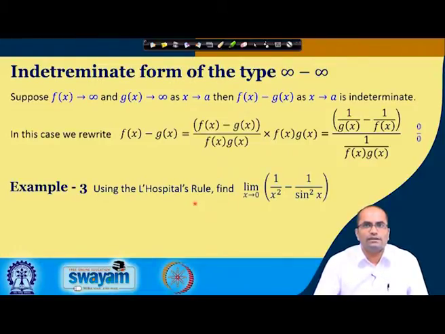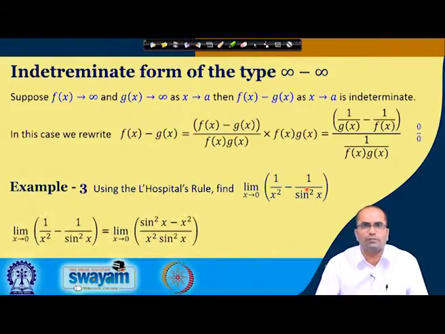In this case, let us take a simple example. Suppose we have the limit as x goes to 0 of 1 over x square minus 1 over sin square x. Since x goes to 0, we have 1 over 0, which is going to infinity, and minus again 1 by 0, which is also going to infinity. So, we have the infinity minus infinity form in this problem.